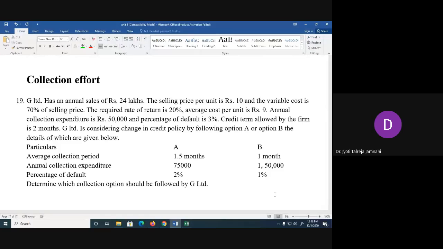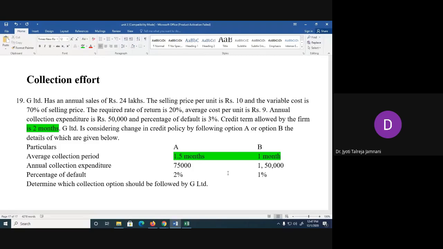What was the existing credit term? 2 months. What is the new credit term that is being given? 1.5 and 1 month. So what is happening, instead of increase in credit period, they are decreasing the credit period. That means they are making strict credit policies. They don't want to give more time for payment.